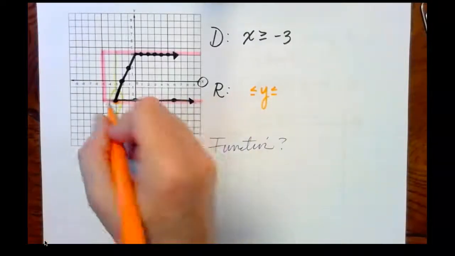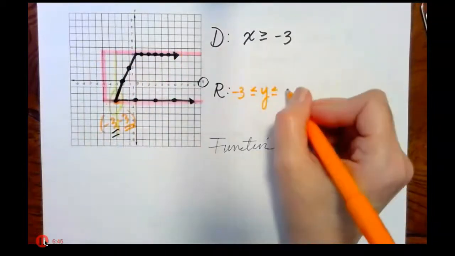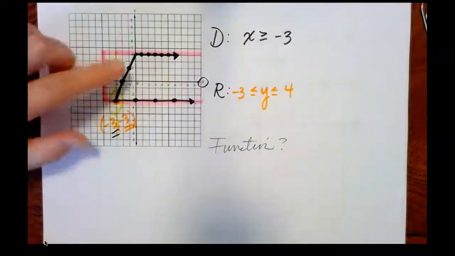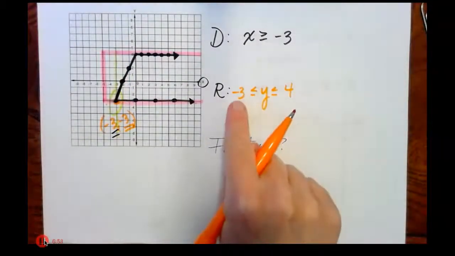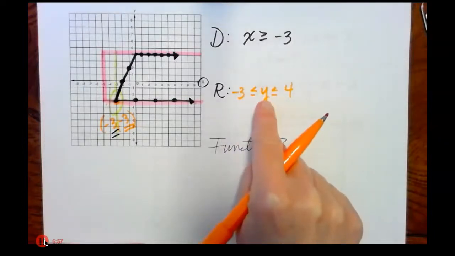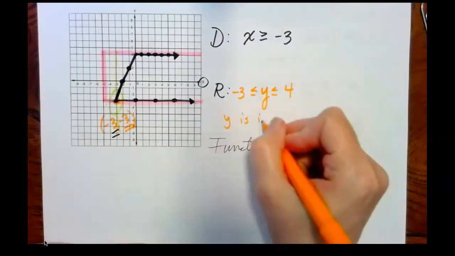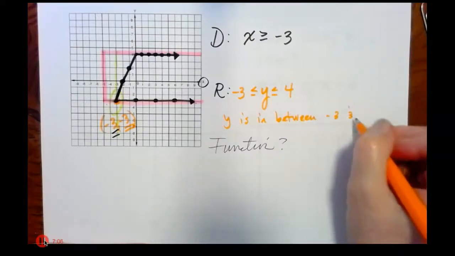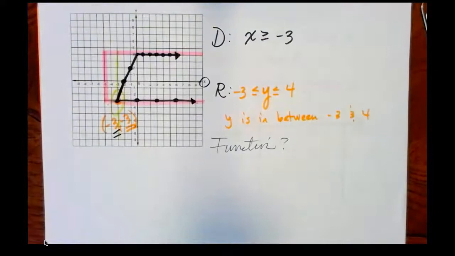Well, what do we have right down here? We are starting at -3 and we are going up to and including +4. And all y values in between. So -3 is less than or equal to y, which is less than or equal to 4. Y is in between -3 and +4. The in-between values. It is limited.